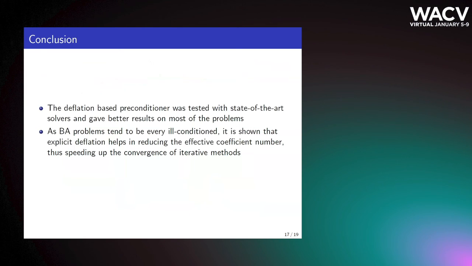Also, in this paper, we saw that since bundle adjustment problems tend to be very badly conditioned, explicit deflation can help in reducing the effective condition number, thus helping to speed up convergence of iterative methods.